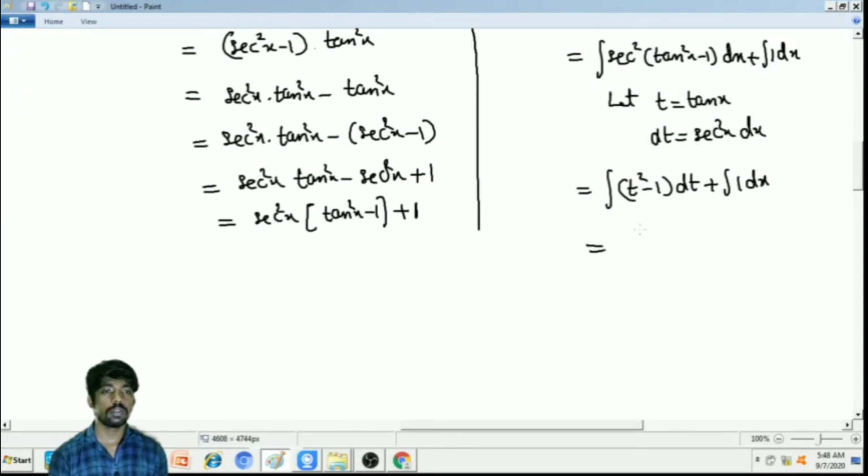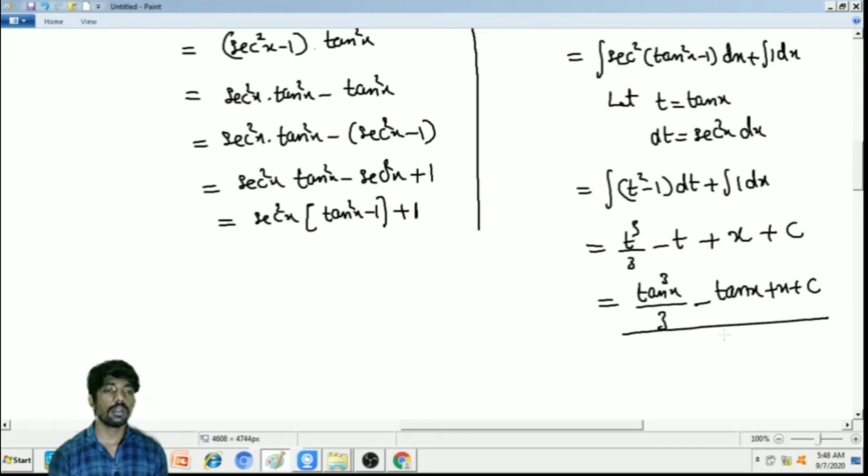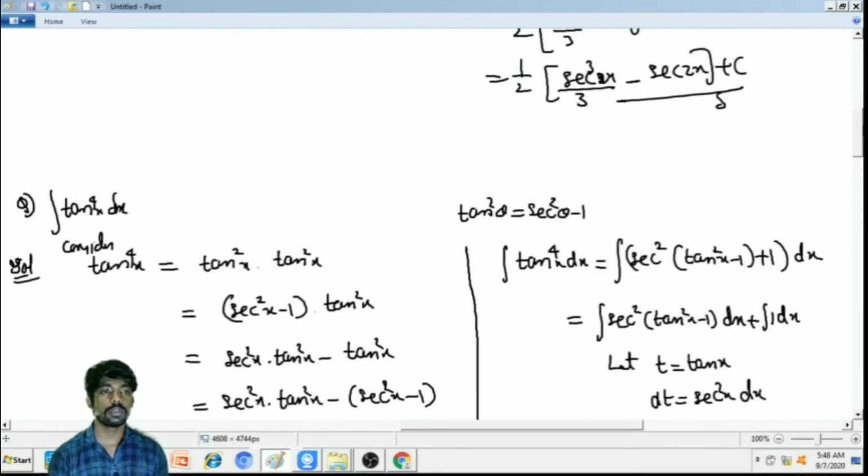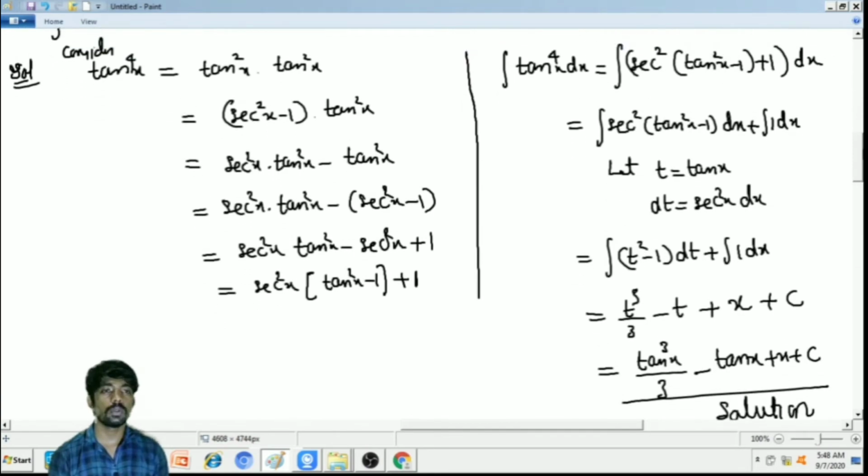So here t cube by 3 minus t plus integration of 1 dx, with respect to x, we get x plus c. Here t is tan x. So tan x whole cube by 3 minus tan x plus x plus c. That's all. This is the required solution.